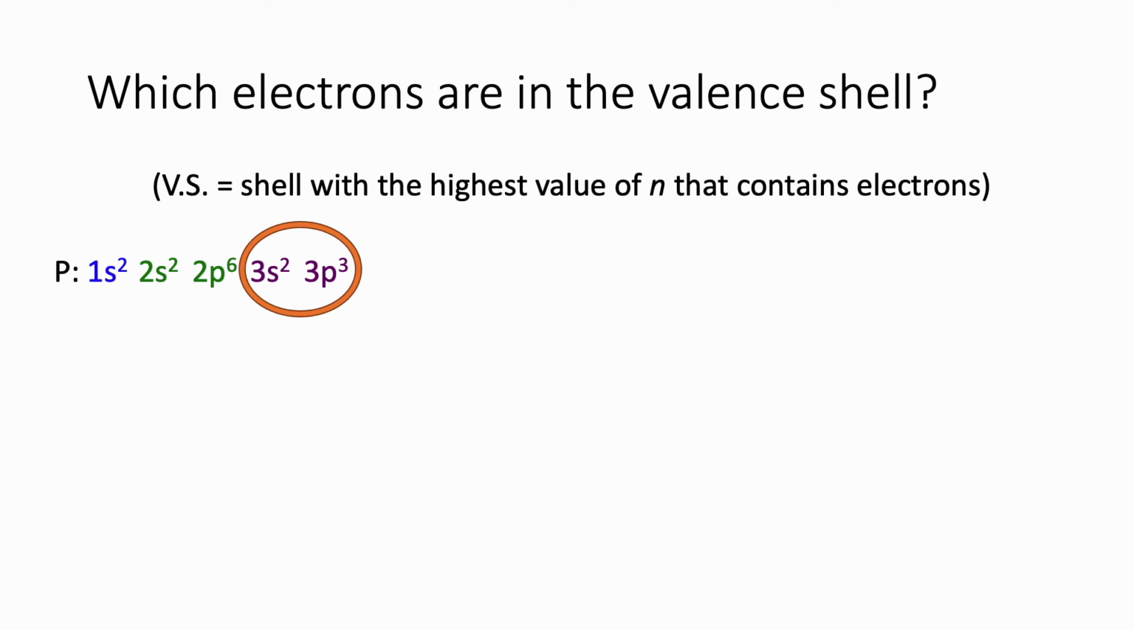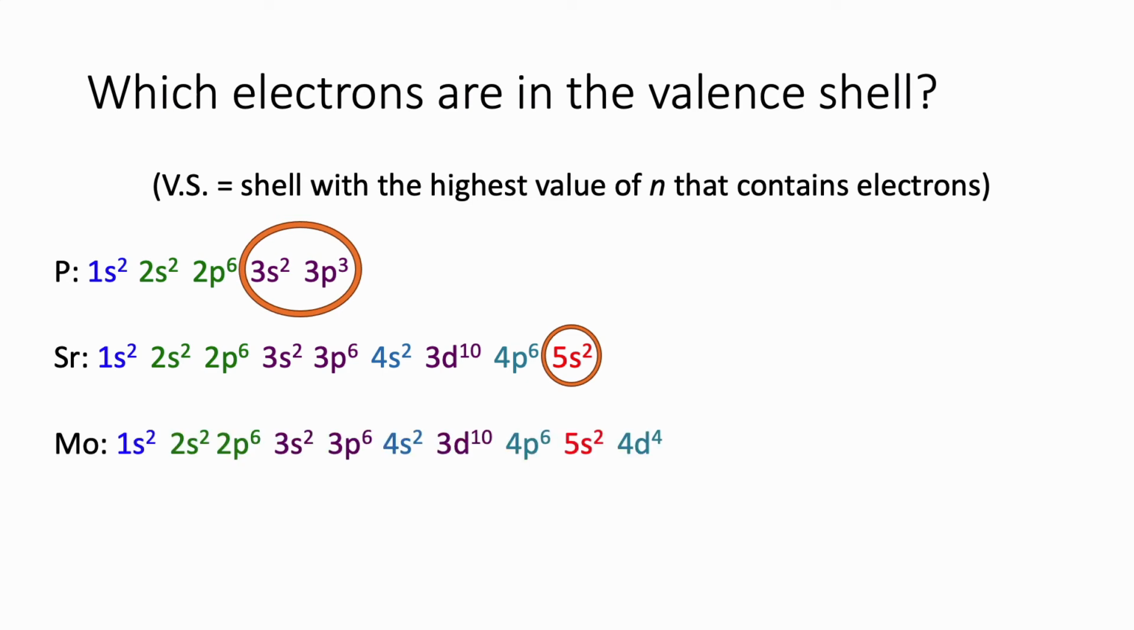The valence shell is going to contain both 3s and 3p electrons because all of those electrons have the principal quantum number of 3. For strontium, you can easily identify that the 5s2 electrons are in the valence shell. There are no 5p electrons, so only the 5s electrons are in the valence shell. For molybdenum, now this is tricky because if you just look at what's on the far right of the electron configuration, you see 4d4, but 4 is not the highest principal quantum number that you can get electrons in for molybdenum. Again, it's the 5 shell that's going to be the valence shell.